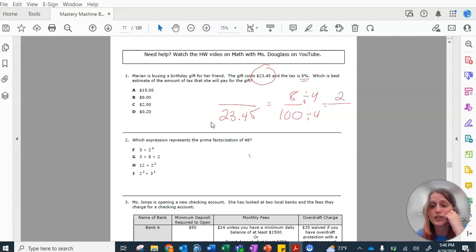8 divided by 4 is 2. 100 divided by 4 is 25. So since 25 is a little bit bigger than 23, but not that much, I would estimate that we're going to pay around $2, maybe a little bit less, which is C.